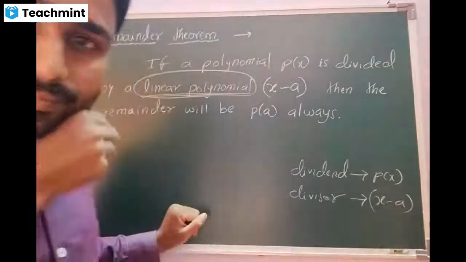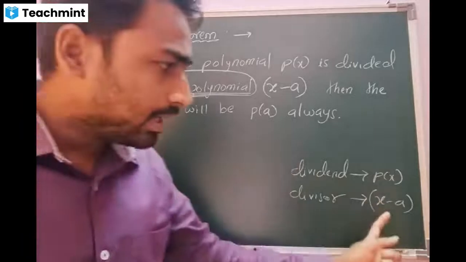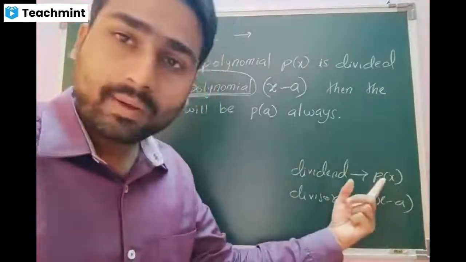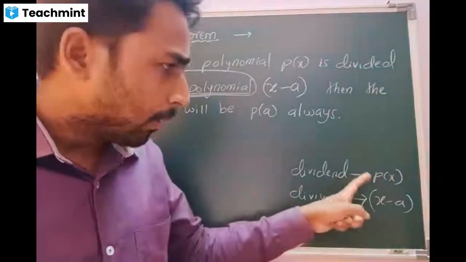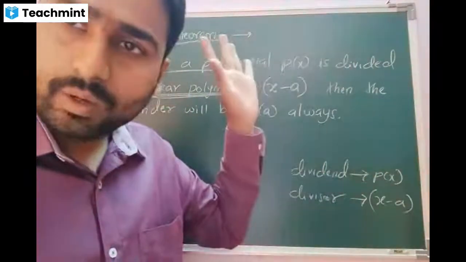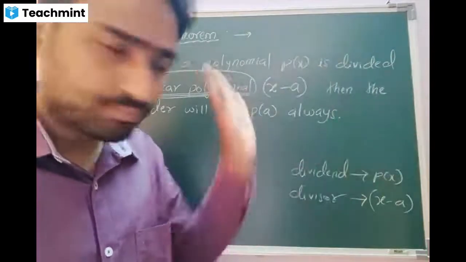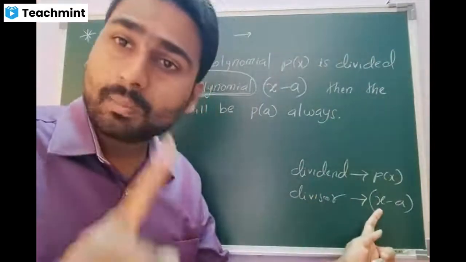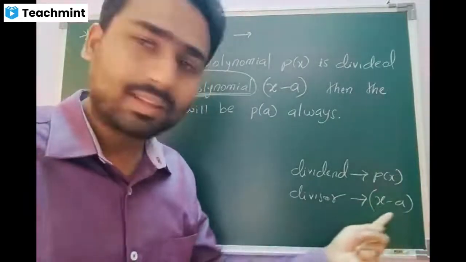Got the concept? Earlier, p of x and g of x could be any kind of polynomial, beta. But here, p of x may be any kind, no need of worrying about it. It may be degree 1, degree 2, degree 3, whatever. But the divisor should be degree 1 only, that is the linear polynomial which will be written in this form. Clear, beta?